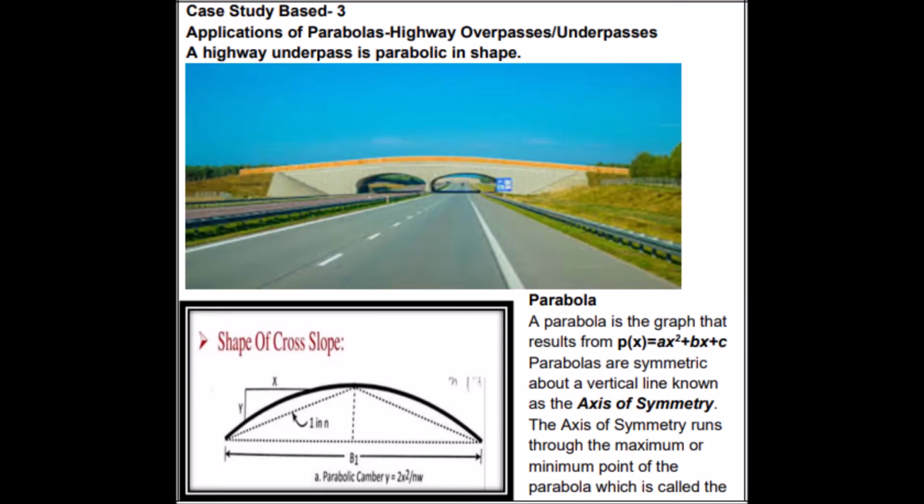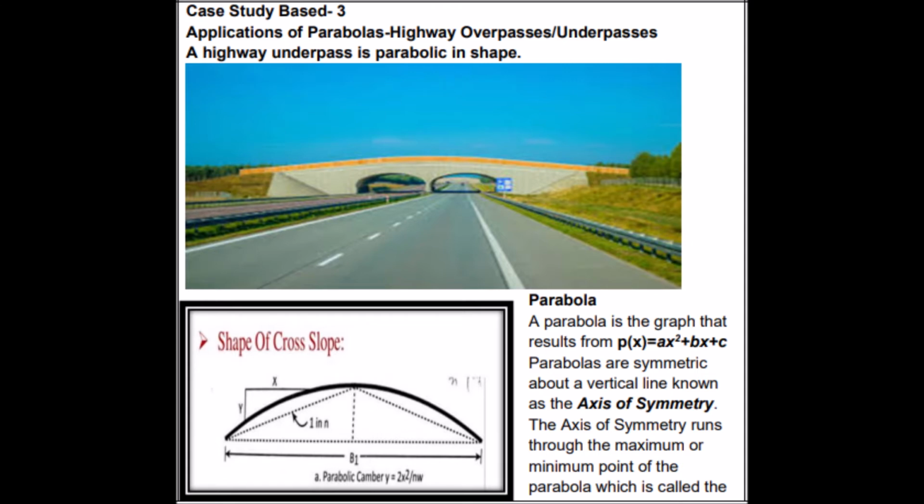Problem number 19, case study based 3. Applications of parabolas, highway overpasses, underpasses. A highway underpass is parabolic in shape. So, you can see the diagram. So, what is a parabola? A parabola is the graph that results from P of x equals ax square plus bx plus c. You know very well ax square plus bx plus c equal to 0 represents a quadratic equation in one variable, right? And the graphical representation of a quadratic equation is nothing but a parabola.